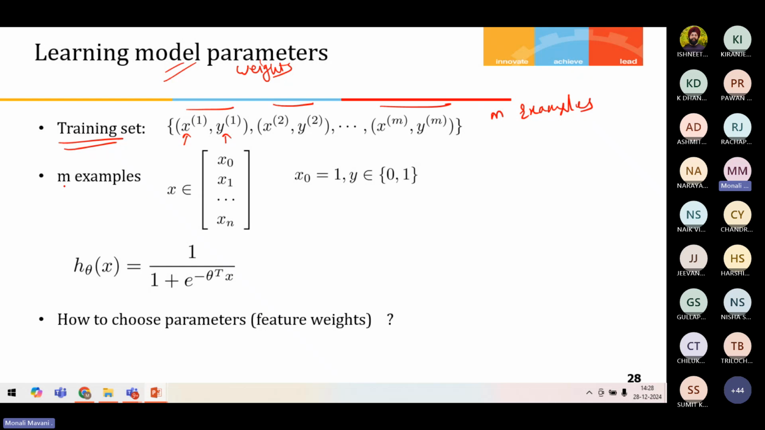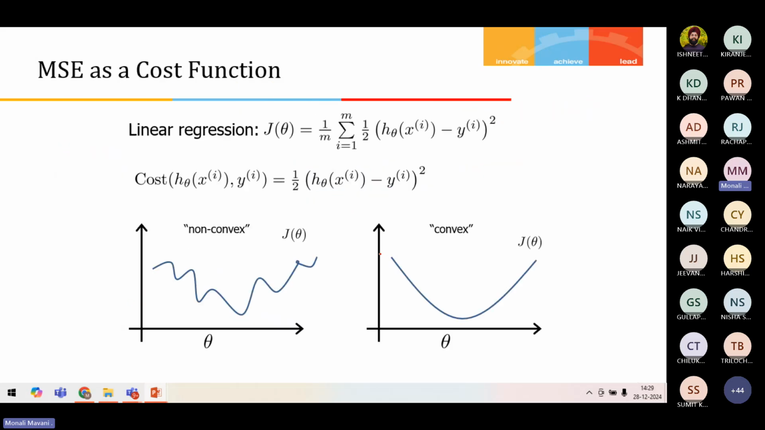We have N features. For each training example, we have N features. The class is 0 or 1, so this tells you it is a binary classification problem. And our bias coefficient is always 1. And then this is the hypothesis function. So here the unknowns are these thetas, the feature weights. How do we learn them?